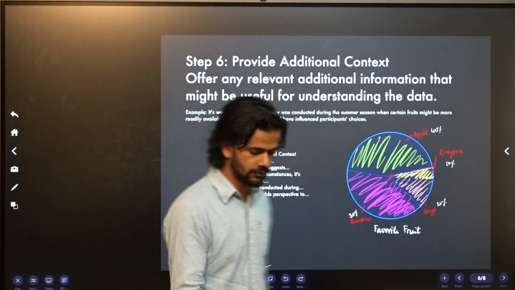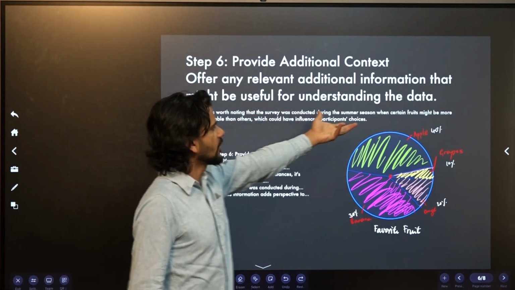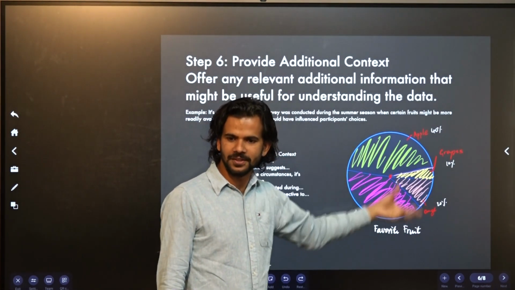This is also very crucial, important. Conducted during summer season. So you see, look at that. By reading this, can you say something about summer season?